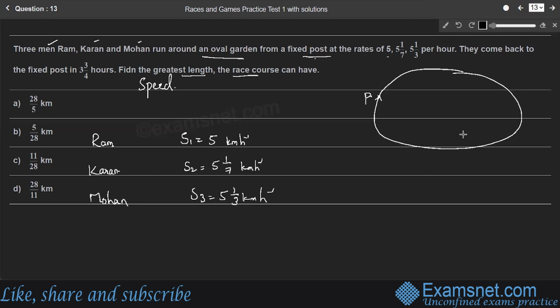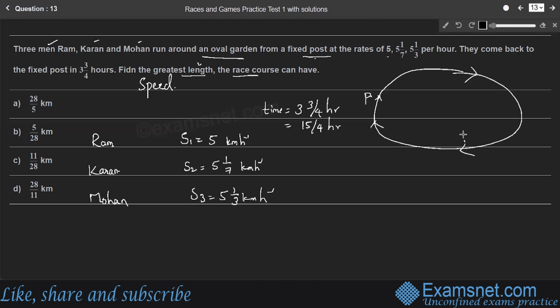So the 3 persons take a fixed time, right? So the total time taken by them is 3 and 3 by 4 hours, which is nothing but 4 into 3, 12 plus 3, is 15 by 4 hours. In 15 by 4 hours, they'll come back to the same place, right? They'll come back to the same place P.